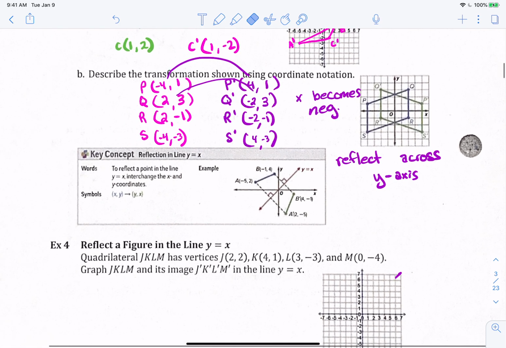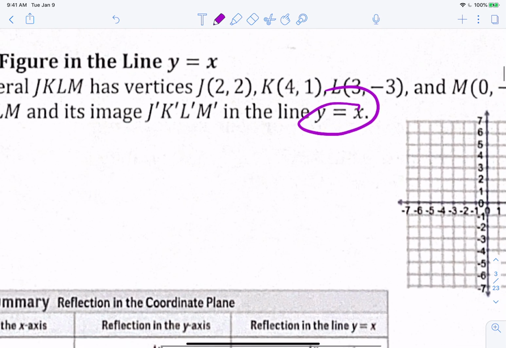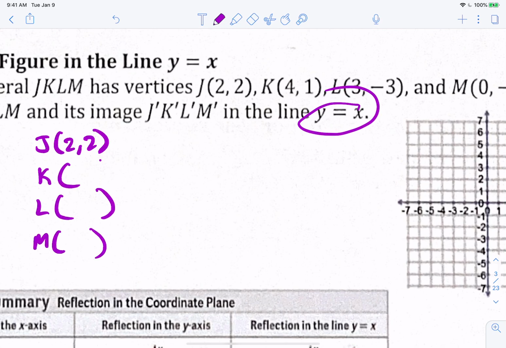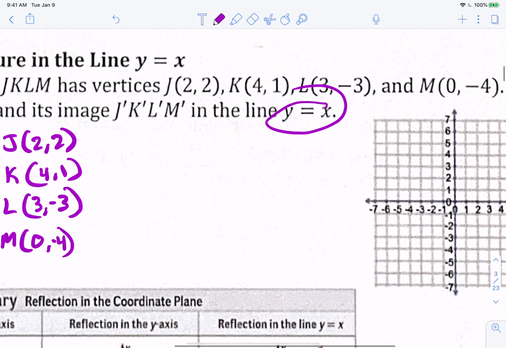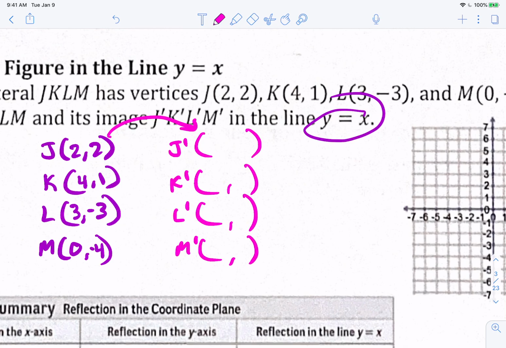Let's go. The last one, we're reflecting it across the line Y equals X. Okay? So let's not graph first. Let's go ahead and write the points out. So 2 comma 2, 4 comma 1, 3 comma negative 3, 0 comma negative 4. Write these 4 points out. And they become J prime, K prime, L prime, M prime. Optimus Prime. Just kidding. Okay?